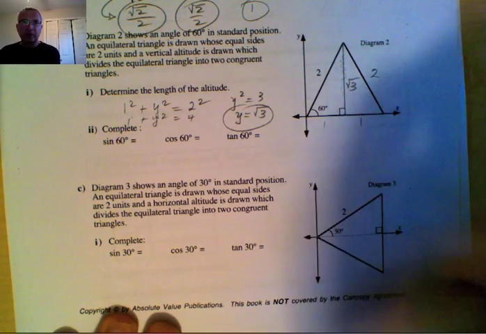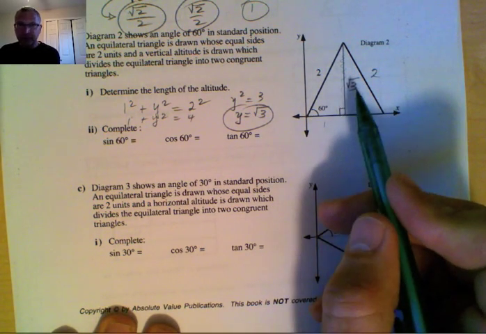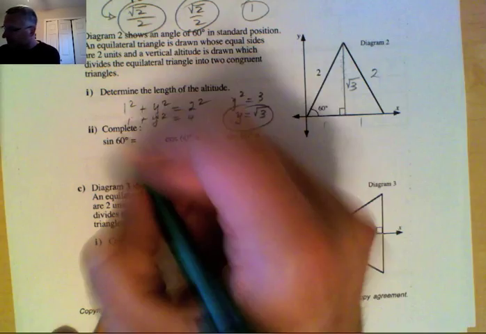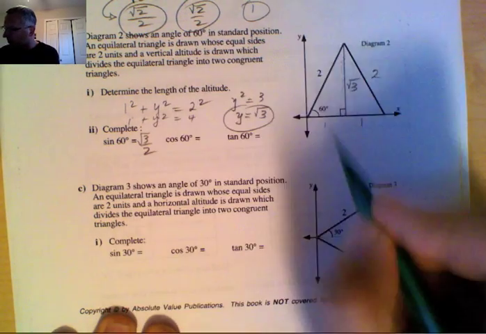So now when we go and form our ratios, sine is y over r, so sine is going to be root 3 over 2.